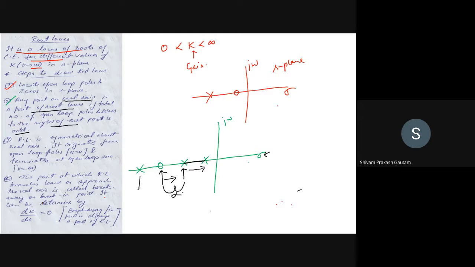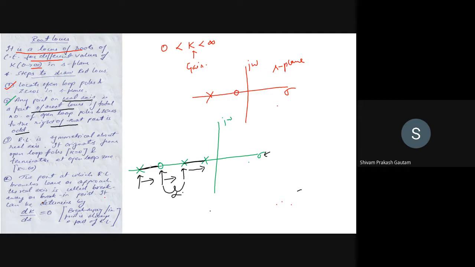Again move to this point and observe to the right hand side. Now you can see that there is 1 zero and there are two poles, so that means the total number of poles and zeros will become 3. Again keep in mind that poles and zeros should be on the real axis, which is the case here. So the total number of poles and zeros on the real axis to the right hand side of this pole is 3, so that means this will be part of our root locus, right?